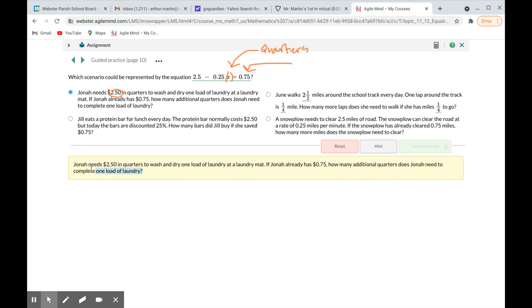All right, so read that for us, Tashandra. Jonah needs $2.50 in quarters to wash and dry one load of laundry at a laundromat. If Jonah already has 0.75, how many more additional quarters does Jonah need to complete one load of laundry? All right, so if we did that, how would we figure out how many more he needs? What would we have to do? Nobody knows?